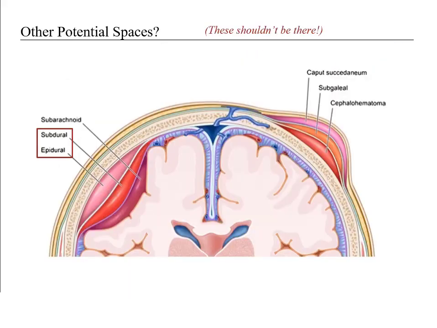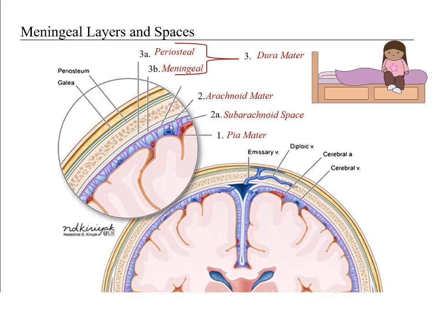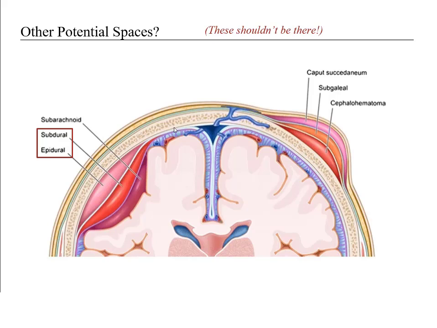Are there any other potential spaces? Well, yes. So the subarachnoid space is the only real space that is present in a healthy brain. Now, when there is damage or bleeding, there can be 2 additional spaces that form, and that's why they're called potential. These shouldn't be there, but they have the potential to be there in the case of a hemorrhage. So here you can see that this is a space that's superficial to the dura, and that is the epidural space that is formed due to an epidural hemorrhage.